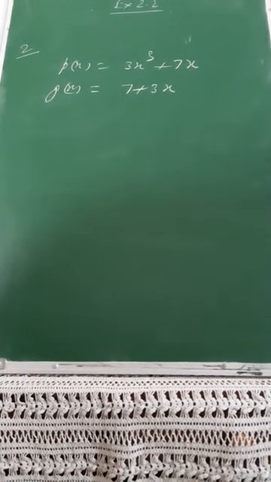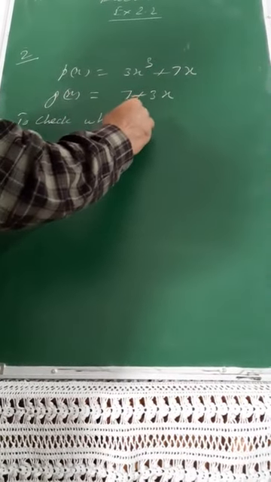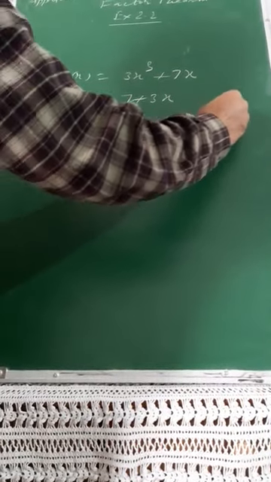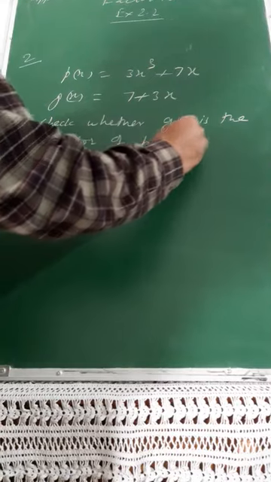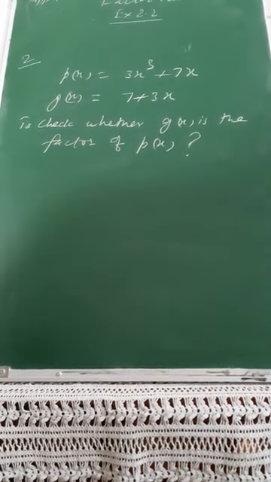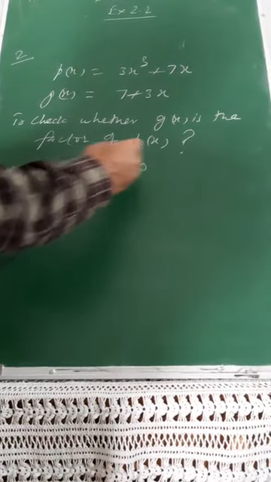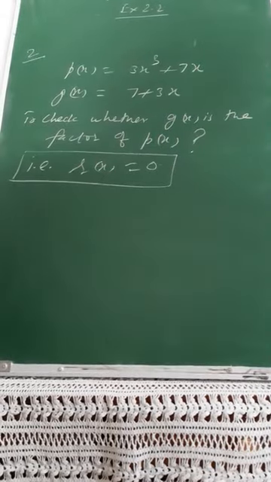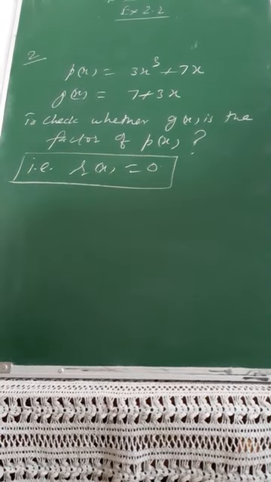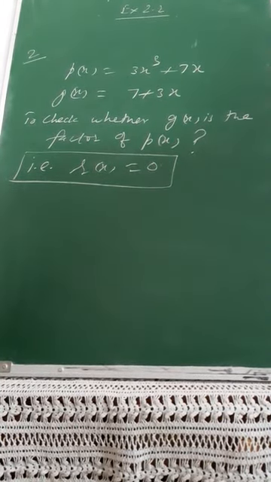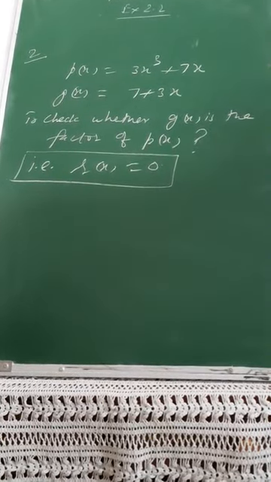I have to check whether g of x is a factor of p of x. This I have to do here. So I have to check whether the remainder r of x is equal to 0 or not. If the remainder is 0, then g of x is the factor. If not, then I have to say no, this is not the factor.